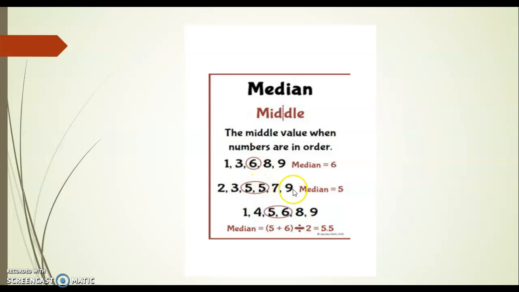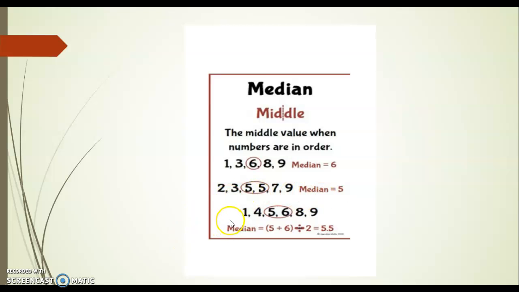Then over here, we have another example. Here we have a set of numbers. They're already in order. And same thing. Cross out one in the front, cross out one in the back. Cross out one in the front, cross out one in the back. And here, if we cross out these two, we have no numbers. So that means that these numbers right here are our median. If you have two numbers in the middle that are the same number, that's your median. So here you have 2 5s, right? They're the same, that's your median. Plain and simple.